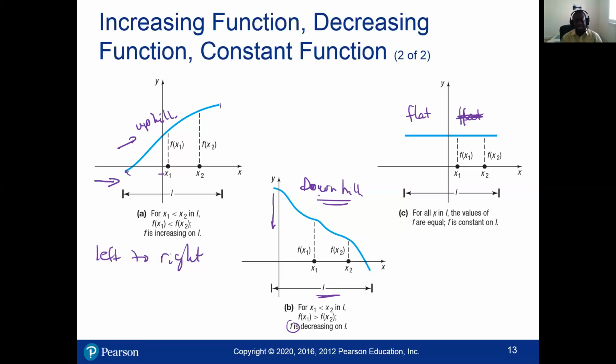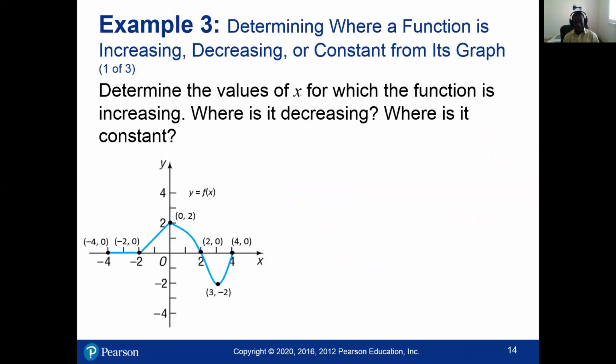Now in writing this, you can use parentheses or brackets. I'm going to use parentheses because I feel that should be the right way. However, for your homework, MyMathLab takes whichever you write. Either is interval notation, whether you include the endpoints or not, they will all be the same. All right, so here's an example.